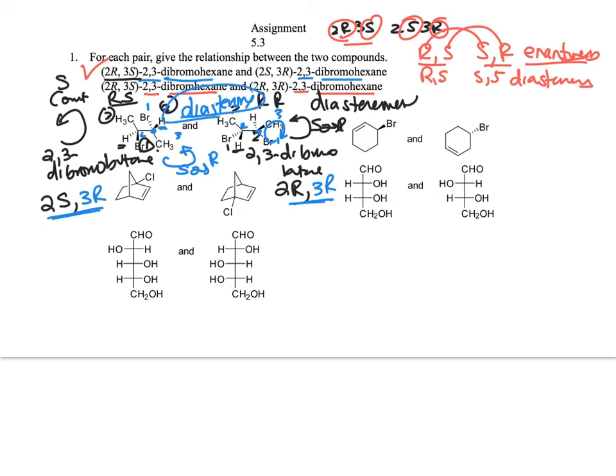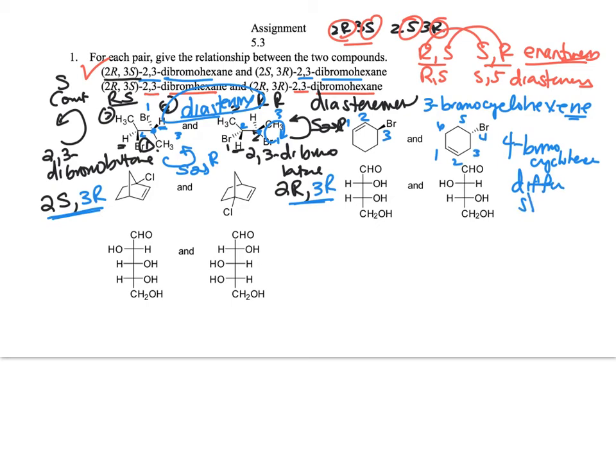Remember, cis and trans are diastereomers. Okay, looking at this one here, you have 1, 2, 3. So the name of that would be actually 3-bromocyclohexene. This one would be 1, 2, 3, 4, 5, 6. This one would be 4-bromocyclohexene. So these are different compounds.